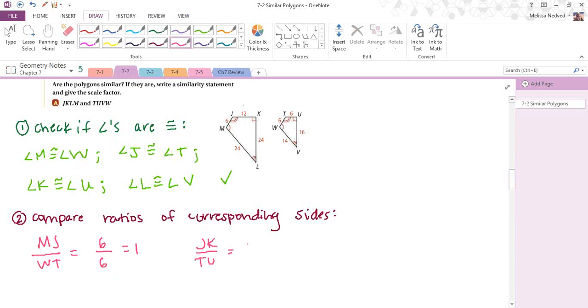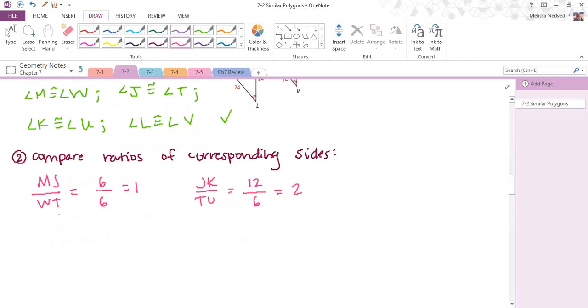And let's check. JK has a side length of 12. TU has a side length of 6. And reduce. 12 over 6 is 2. Now, we could stop right here. I already know that my first side that I compared has a ratio of 1. The second one has a ratio of 2. They're not the same. I'm going to go ahead and quickly list the other 2 ratios so we can see that, in fact, we have no same ratios.